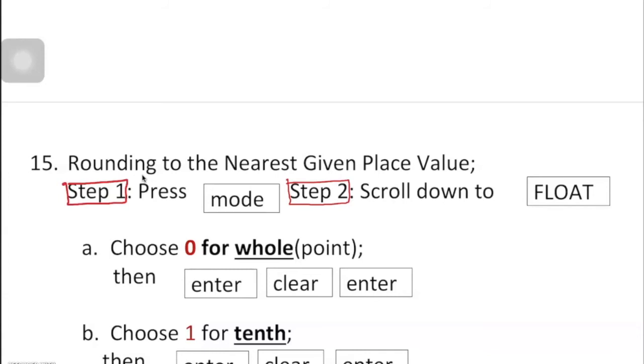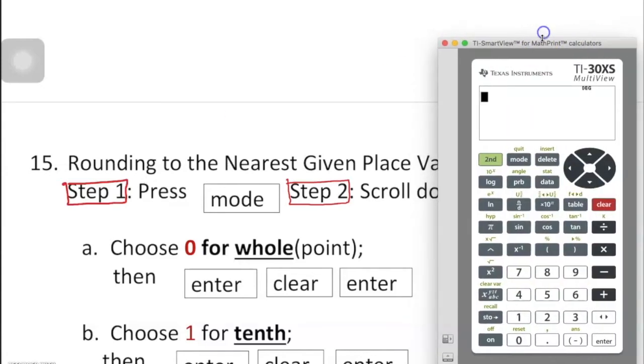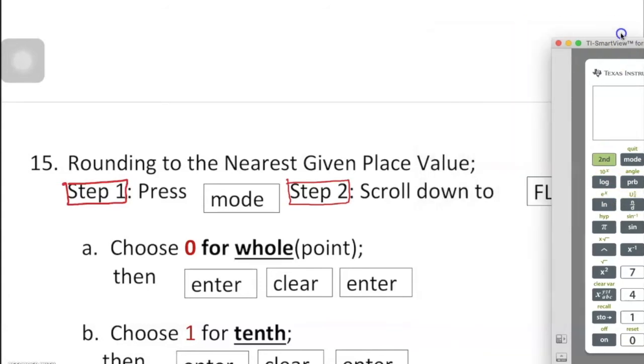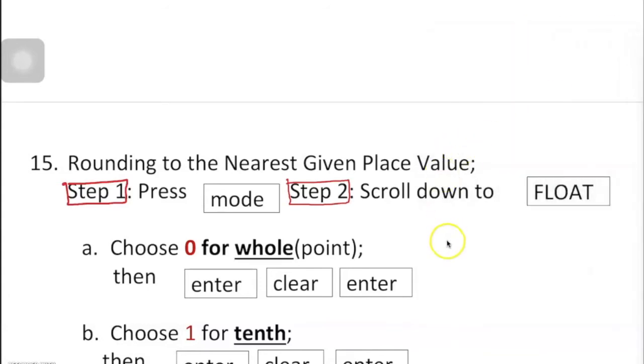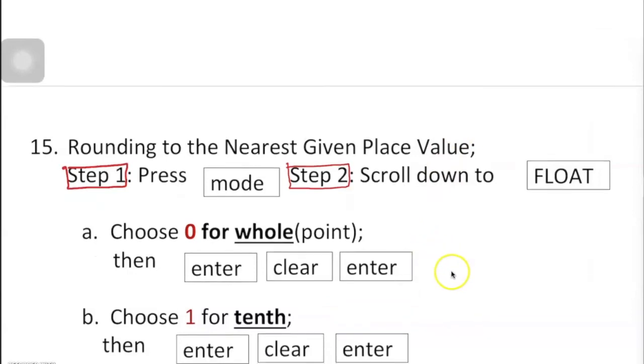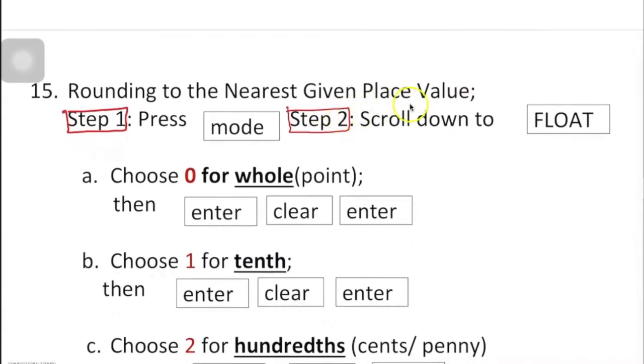So if you know how to do it manually, fine, you don't have to worry. If you don't know manually, or you forget, then you can get help from this calculator. Actually, many calculators, including this TI-30XS MultiView calculator, help you to round up so you don't have a problem getting the correct answer. Okay, before I use the calculator, let's see what the steps are. So, rounding to the nearest place value.